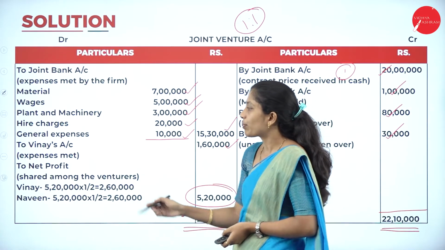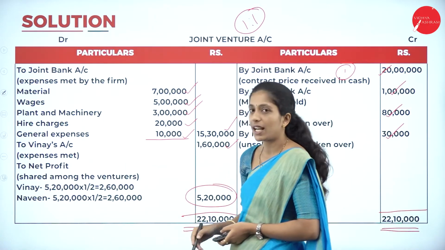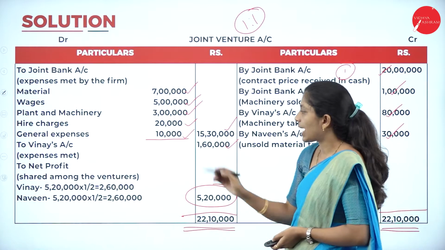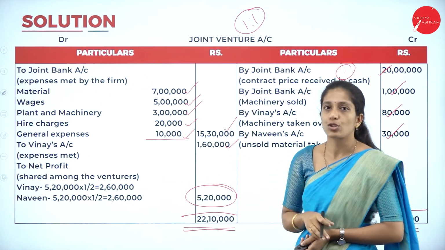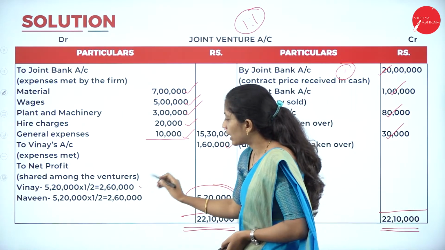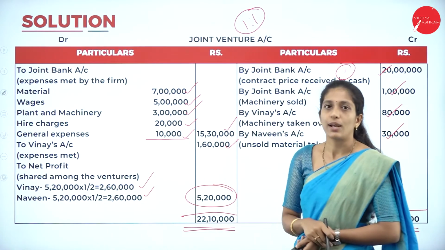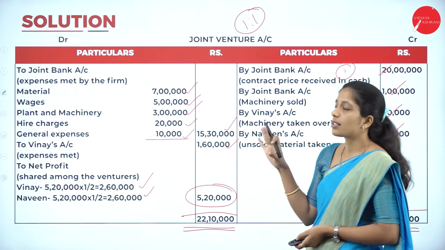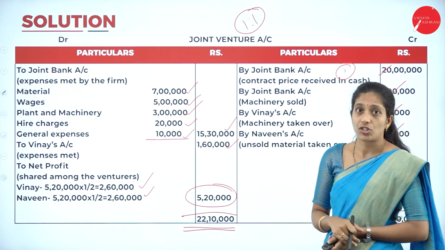So the net profit is shared among the venturers, Vinay and Naveen. This 5,20,000 has to be distributed in the 1:1 ratio. When you distribute, you will get 2,60,000 and 2,60,000. So this is how you are going to prepare the joint venture account.